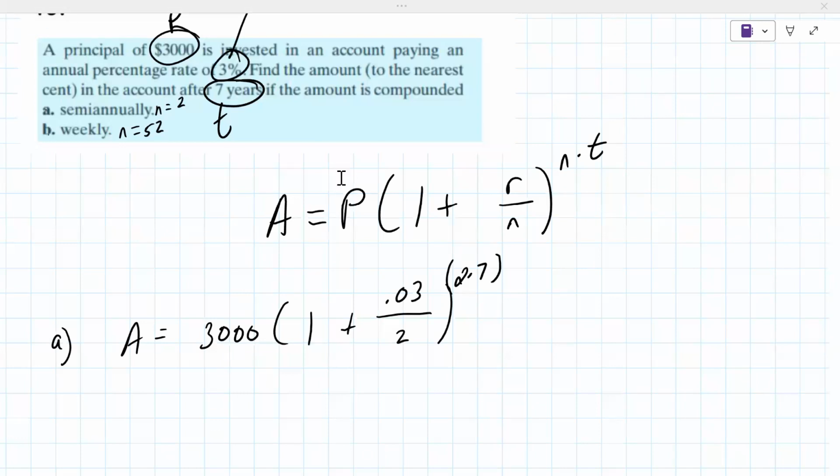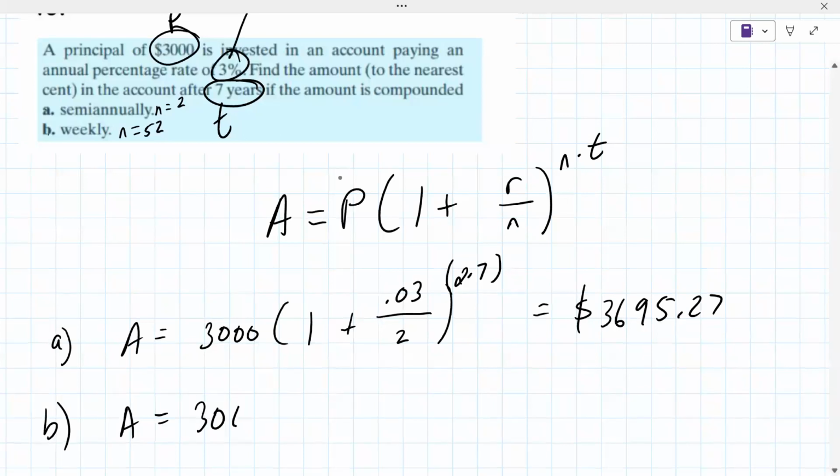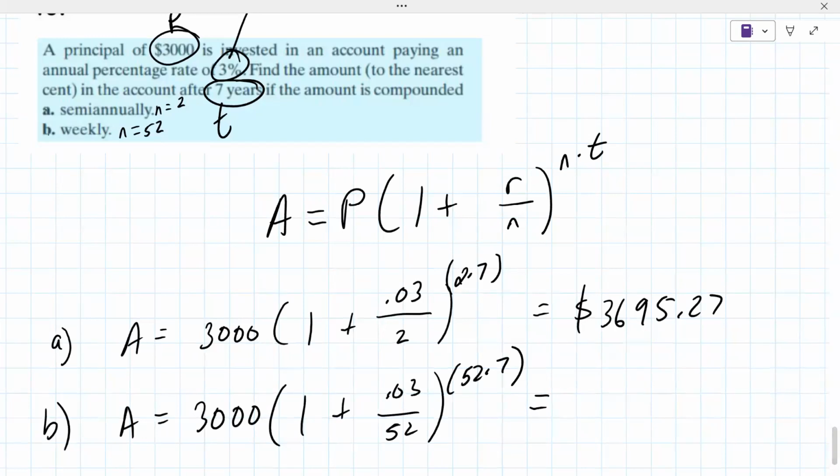All right, I got 3,695.27. Very good. So B is almost the exact same calculation, except where there's a 2 that becomes 52. And it does change the result. I mean, not a lot, but it does change it enough that it really does matter here. So that ends up being 3,700.8081, like that.